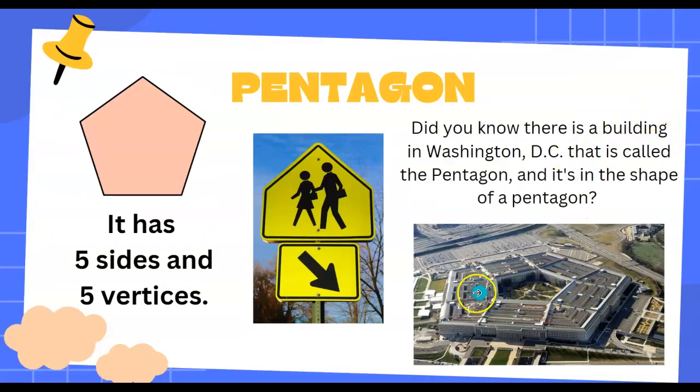And then this building here is actually kind of cool. This is in Washington, D.C. I don't know if you guys have ever been there before. My dad used to work for the Army, and he actually would work in this building. He would go here all the time and visit for work. And so this is, as you can see the shape here, an actual pentagon, and they call that building the Pentagon. Here they have this crosswalk symbol.